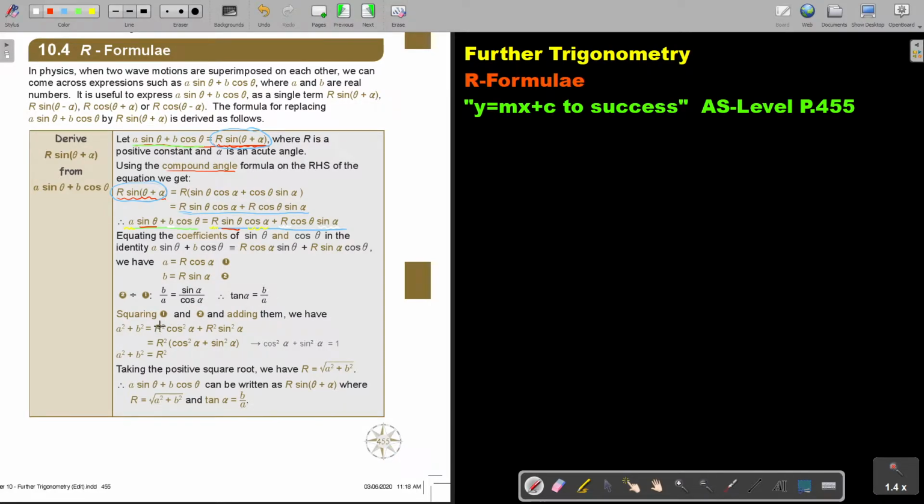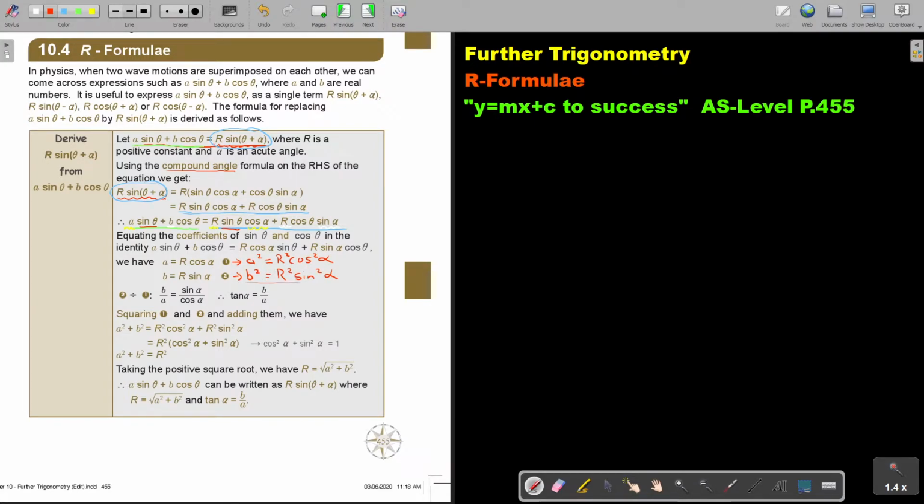Now I'm going to square equations 1 and 2 and add them. There is 1, there is 2. So I square both equations. If you square this, you're going to get a squared is equal to r squared cos squared alpha. This is going to be b squared equals r squared sin squared alpha. And now I'm going to add them up.